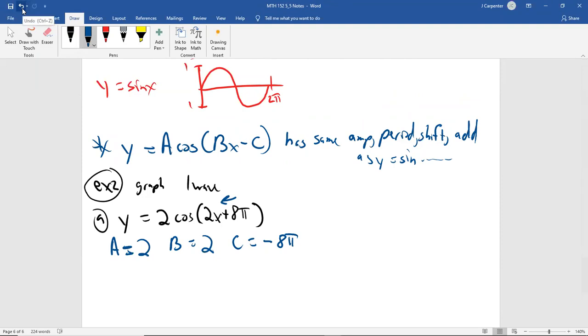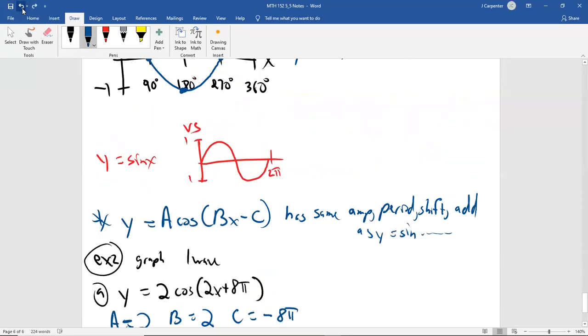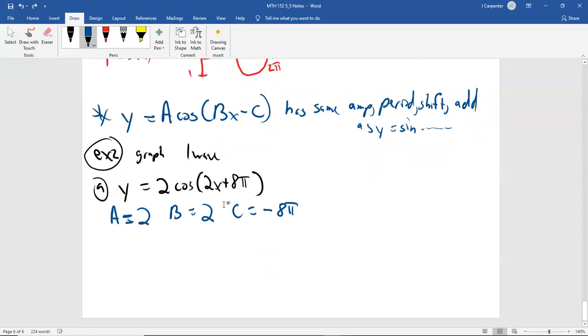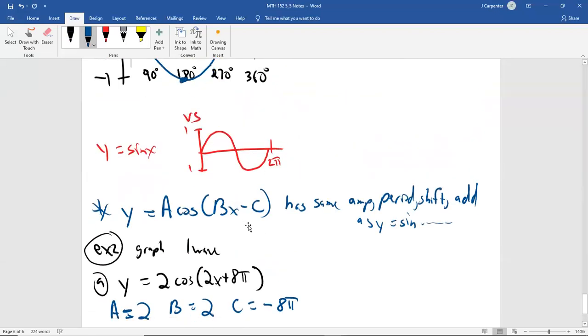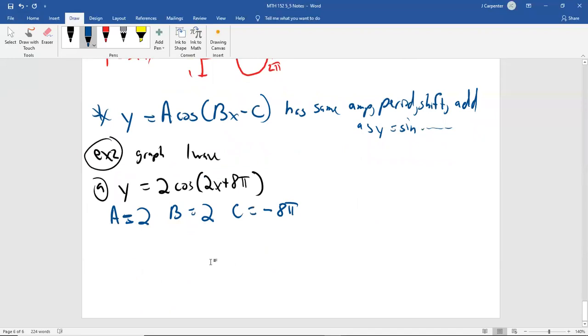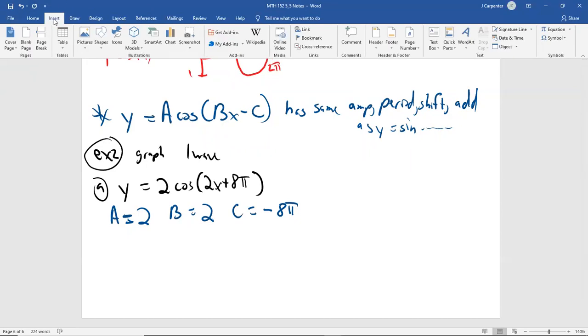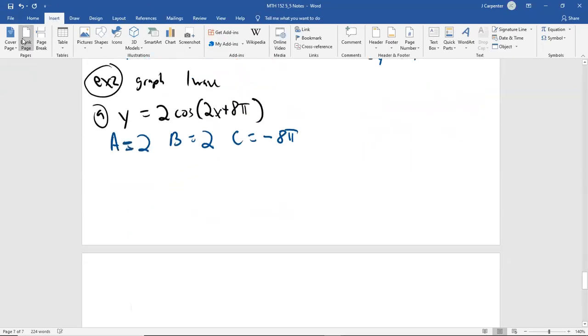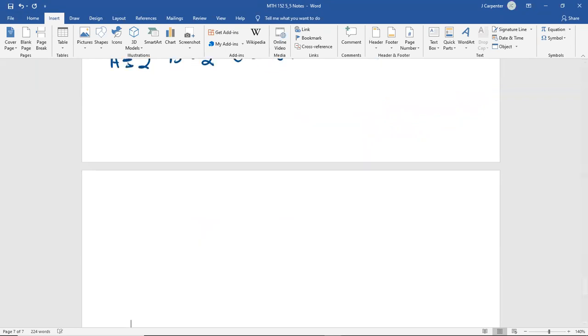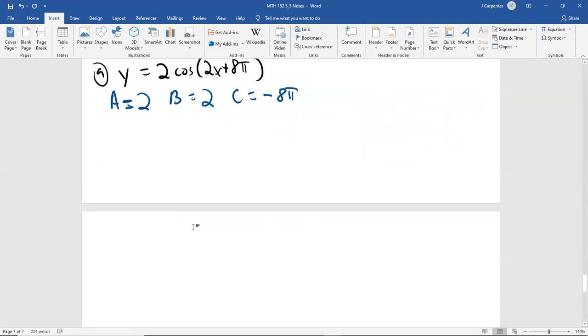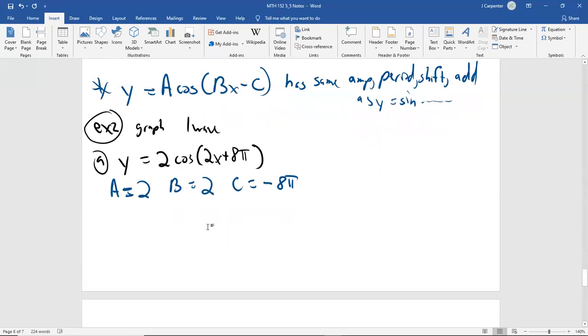Horizontal shifts are backwards. That's a concept from pre-calc 1. Why does that keep happening? Probably because I don't have enter hit enough. This is going to mess things up. That's that classic issue. Oh, Word behaved. It usually doesn't like inserting a blank page after that. Okay, it usually shifts everything down.